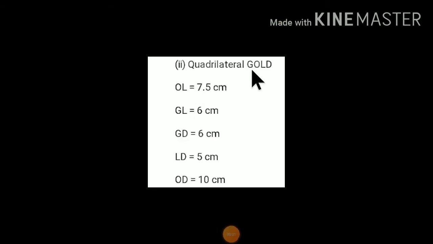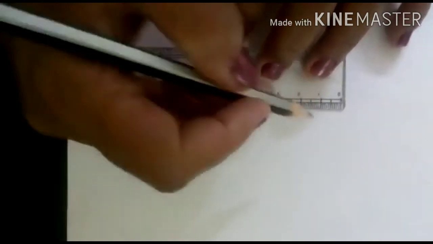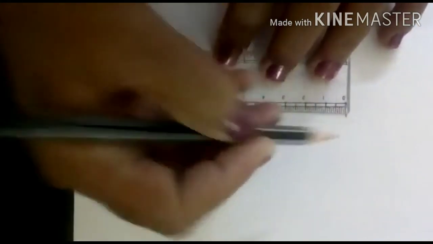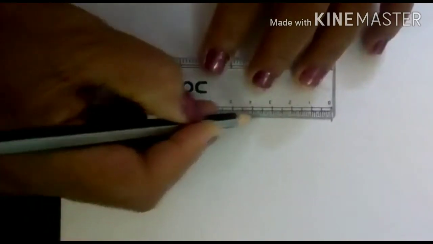Quadrilateral GOLD, OL is equal to 7.5 cm, GL equal to 6 cm, GD equal to 6 cm, LD equal to 5 cm, and OD equal to 10 cm. To draw quadrilateral GOLD, we will draw the line segment LD first, 5 cm. So this is 5 cm LD.